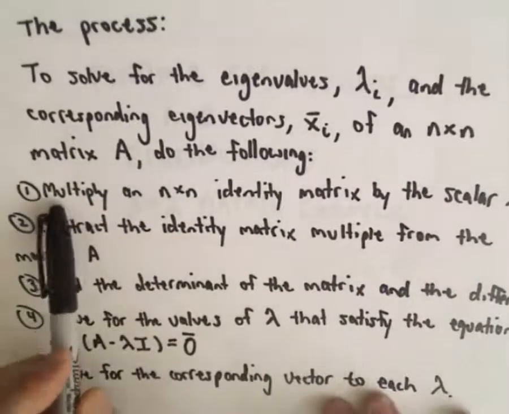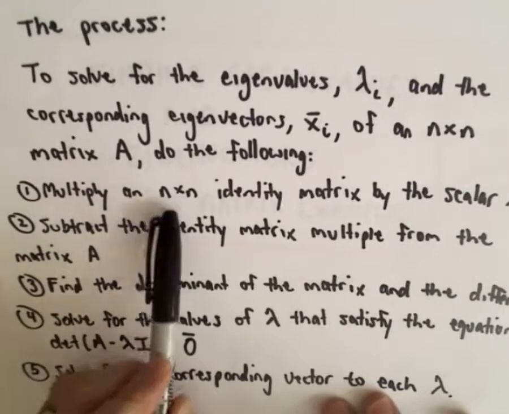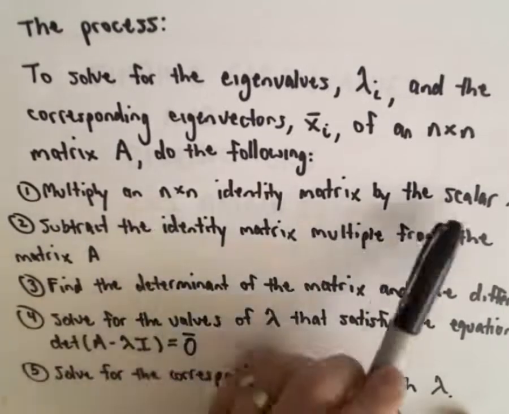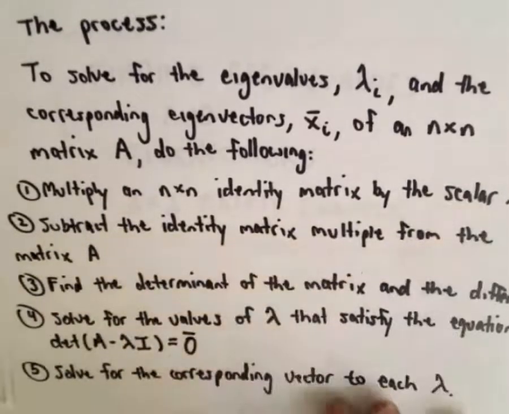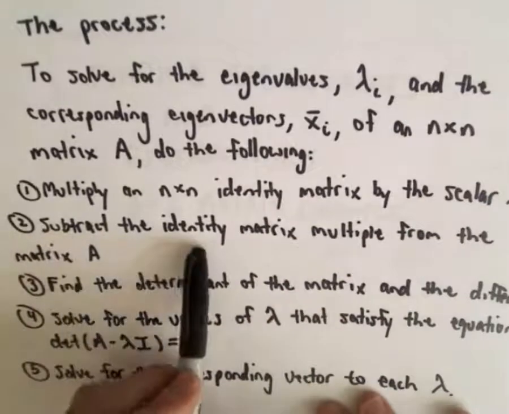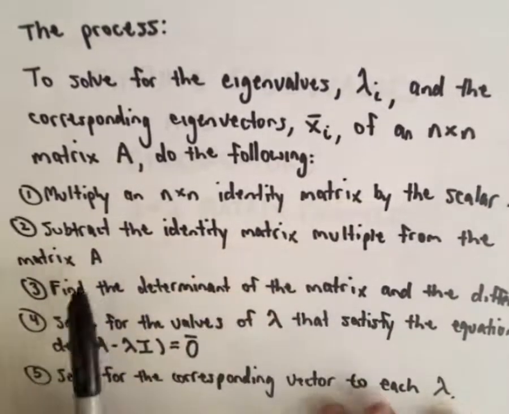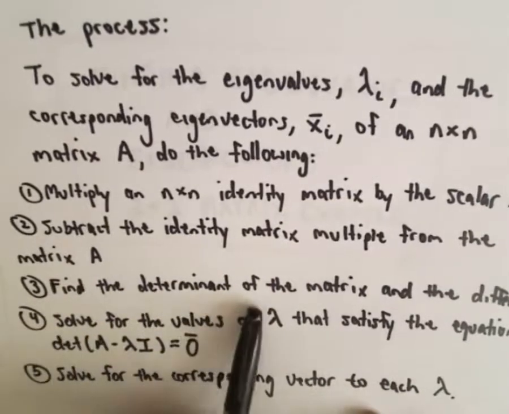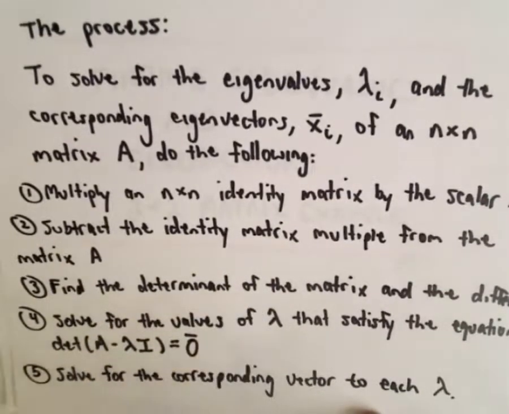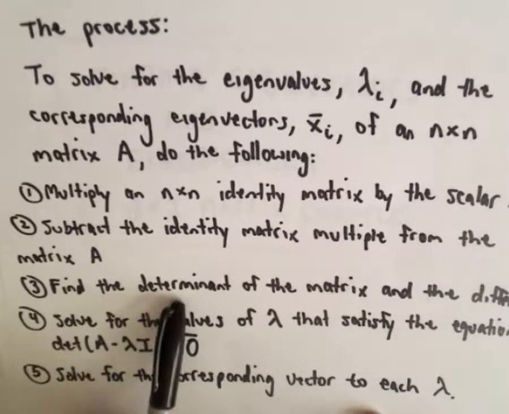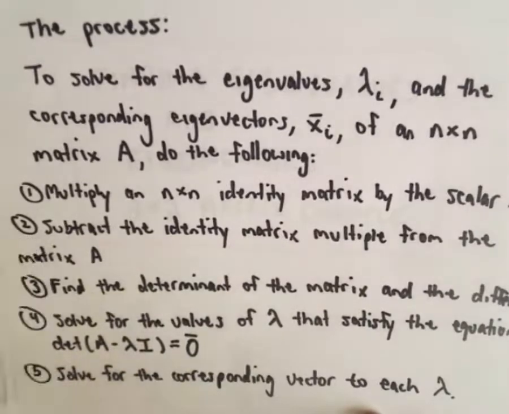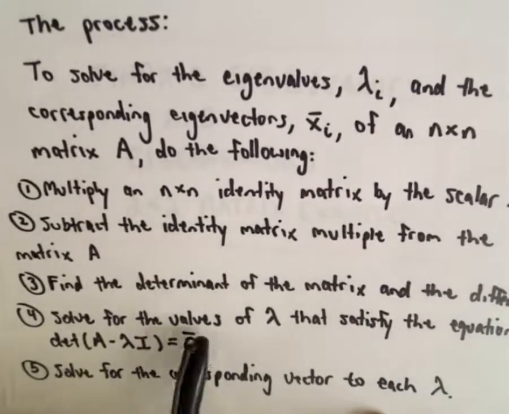So the first thing we're going to do is multiply an n by n identity matrix by the scalar lambda. Step 2, subtract the identity matrix multiple that you found in step 1 from the matrix A. Step 3, we'll find the determinant of the matrix in the difference. So you'll basically just find the determinant of the matrix that you found in step 2. Then we'll solve for the values of lambda that satisfy the equation.